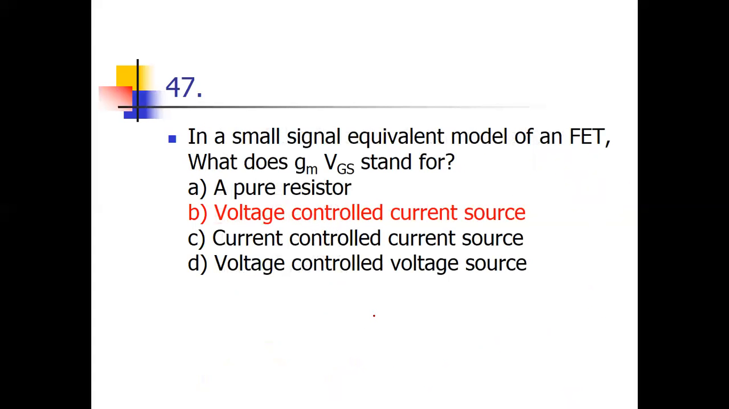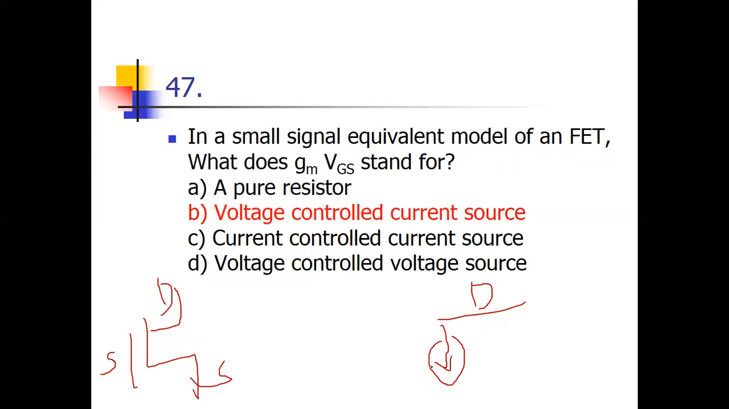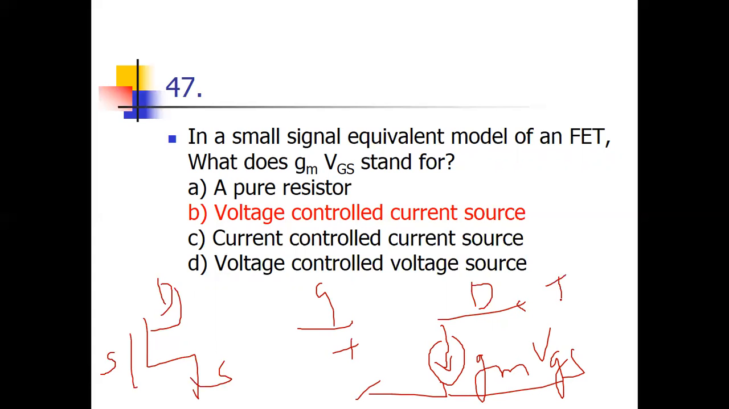In the small signal equivalent model of FET, what does GM stand for? What is the small signal model? This is your common source, drain, gate. When you draw the small signal model, this is your drain. Here there is a current source, GM VGS. Here it is gate. This is your VGS, and this is the current ID. So what is this GM? You can see here, this is your current source, but dependent on voltage. So the answer is voltage controlled current source.